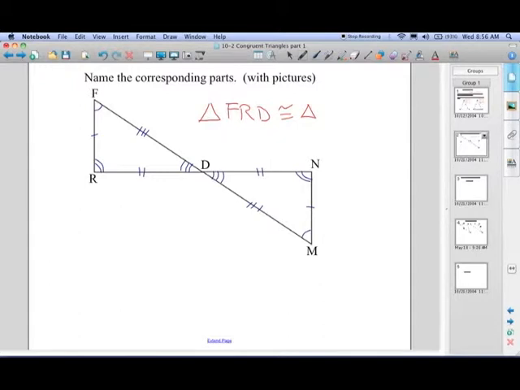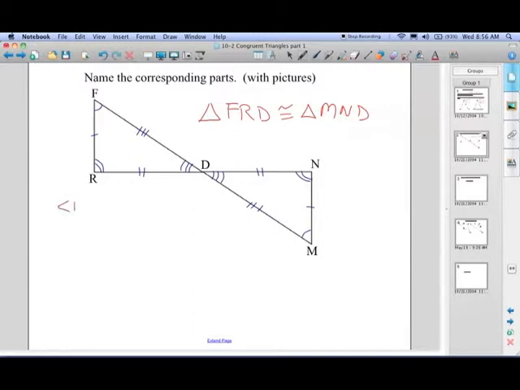So the second triangle on the right-hand side, we have to come up with which triangle is congruent to FRD. And that's going to be MND. Because angle M has 1 hash mark and it corresponds with angle F. So, and we can go through the whole triangle. So what we're actually going to do now is we're going to label all the corresponding parts. We're going to label all 6 angles and all 6 sides. So we'll start with the angles.